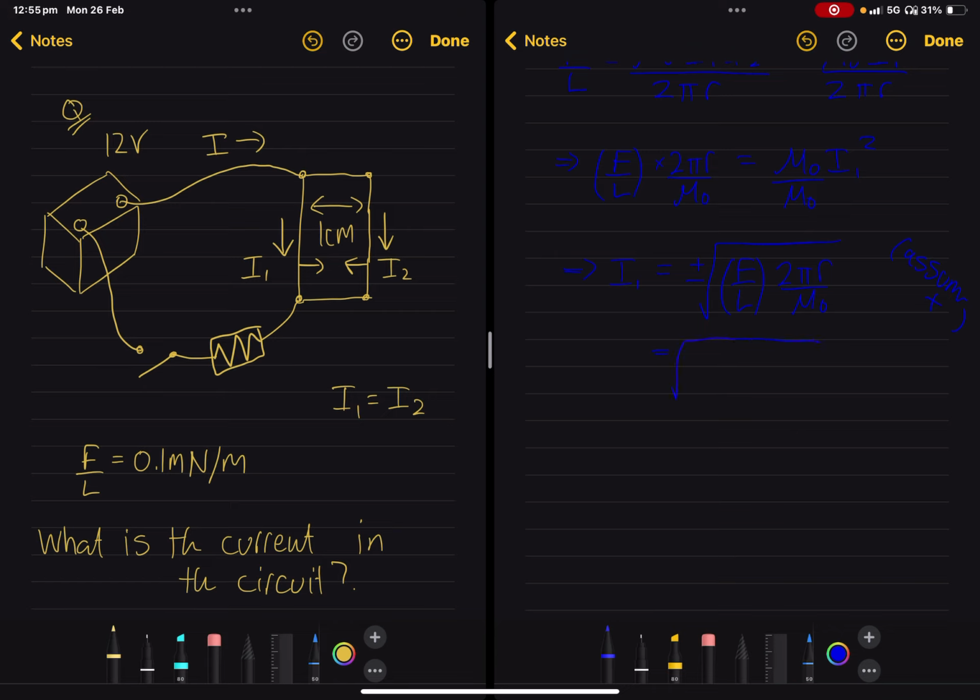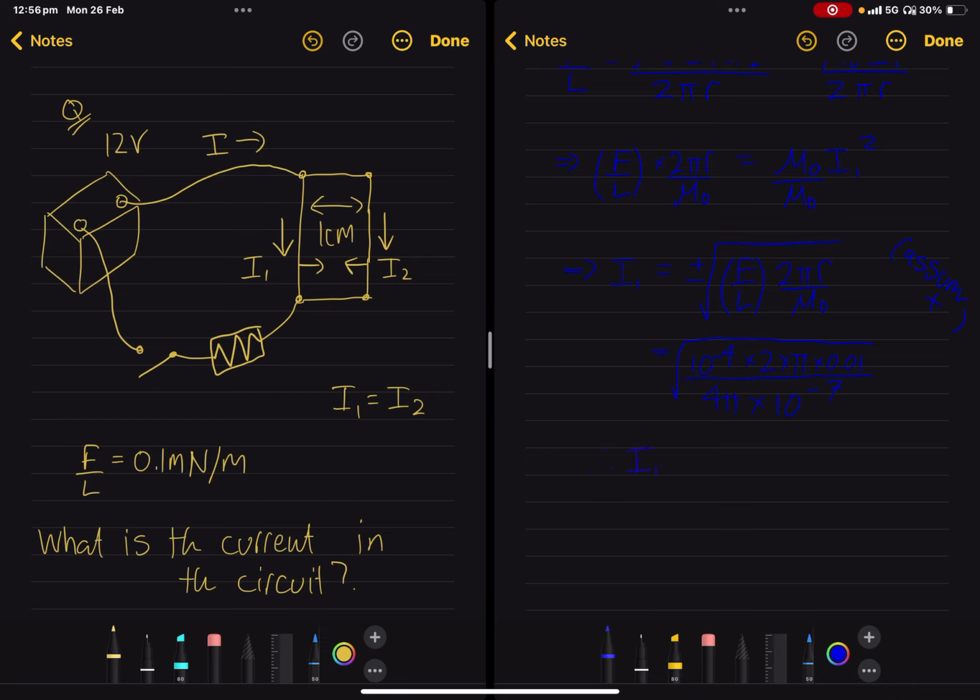We have the square root of F on L. This is 0.1 millinewtons per meter. This is not a particularly nice unit. 1 millinewton is 1 times 10 to the minus 3 newtons. So 0.1 millinewton is 1 times 10 to the minus 4 newtons per meter. So this is 10 to the minus 4, multiplied by 2 times pi times the distance between them, which is 1 centimeter, that's 0.01 meters. This is divided by mu naught, which is 4 times pi times 10 to the minus 7.